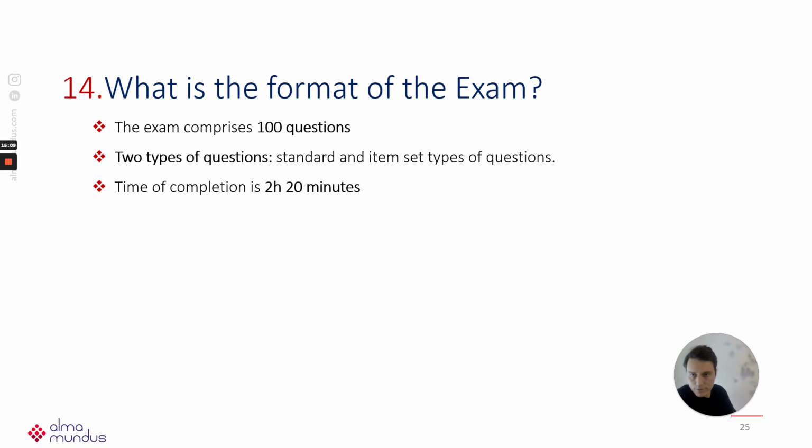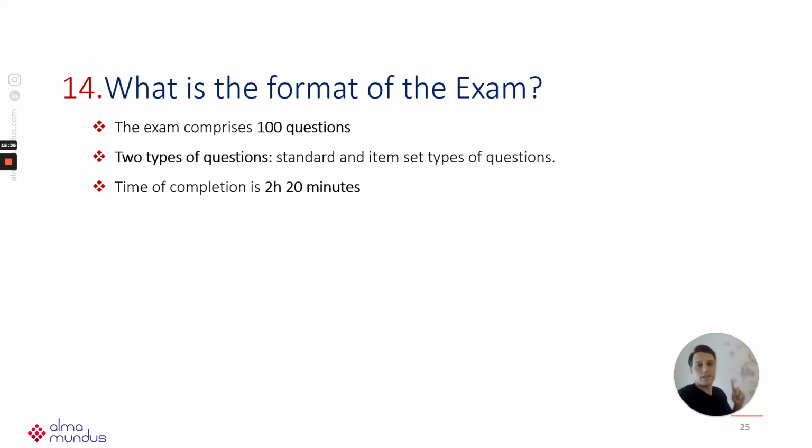What is the format of the exam? The exam has 100 questions. Each question is 1 point. So you're not going to be penalized if you failed one question. So let's say that you have 70 questions right in the exam. You're going to have 70 points. Okay? You're going to see two types of questions in the exam, standard and item set.